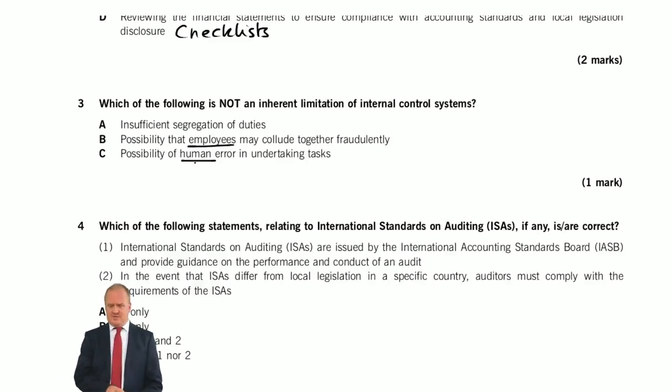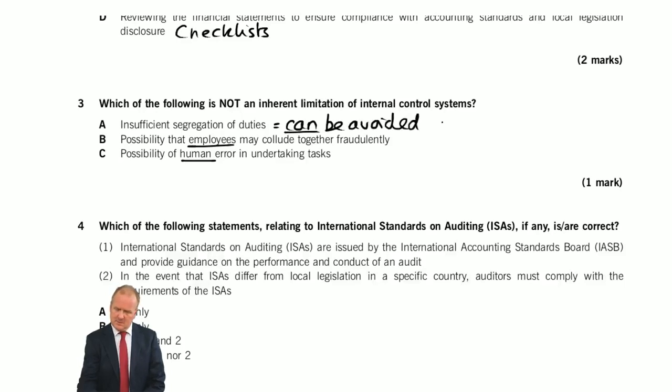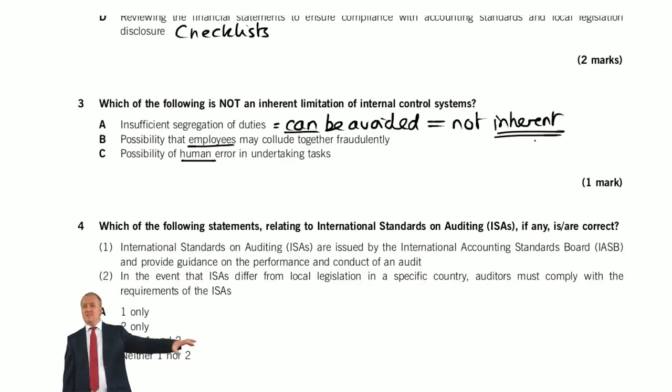Insufficient segregation of duties can be avoided, meaning it's not inherent. You can get rid of it. Inherent means something that's just there and you've got to put up with it. If you employ more people, you could split tasks between them. So the answer is A.